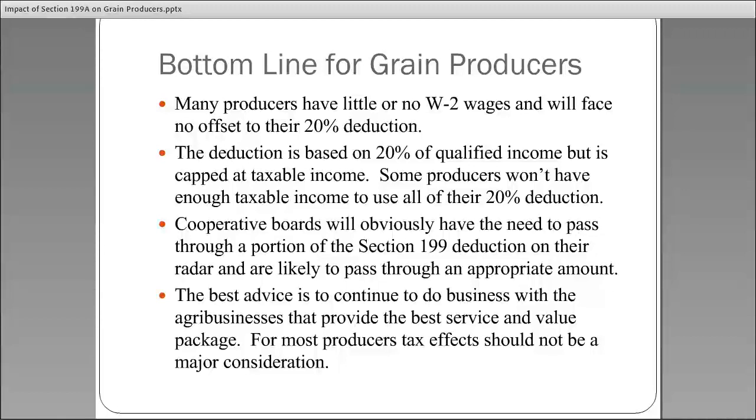So with that, Jesse, I don't see any questions in the chat box. Have you got any comments or observations? Anything else I need to expand on here?